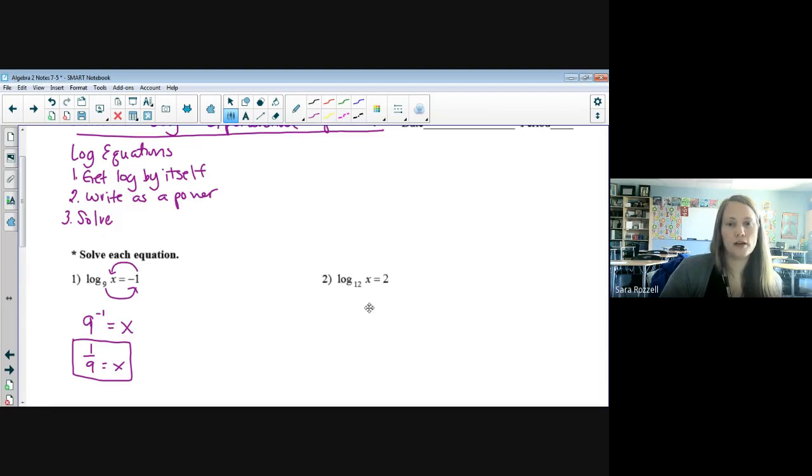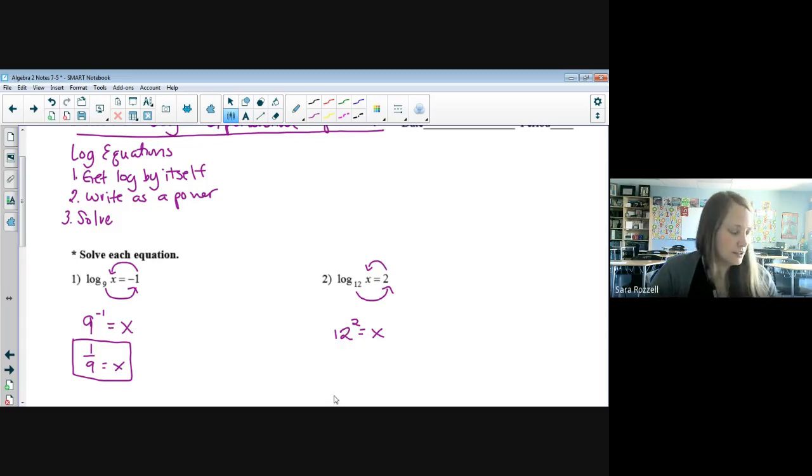Okay. All right, let's try out the second one. What's our base going to be on number 2? The base is 12, and we're going to raise it to the second, and that's going to equal x. So 12 to the second. Oh, sorry, I wrote x. Sorry, thinking one step ahead. Is x by itself? Yep, so let's just go ahead and evaluate 12 to the second. That's 144. And that's what x is.